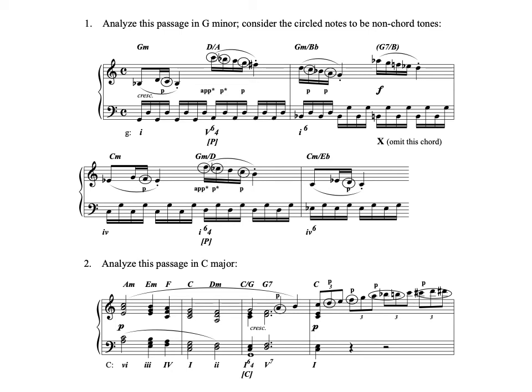Now the passage at the bottom of the page, which is actually from that same piece, is something that's a little bit more interesting. It's a passage in C major. I've gone through and labeled the chords. That I 6/4 chord is a cadential 6/4 chord, but pay close attention to it because Beethoven does something interesting there. Notice how he's resolving it.